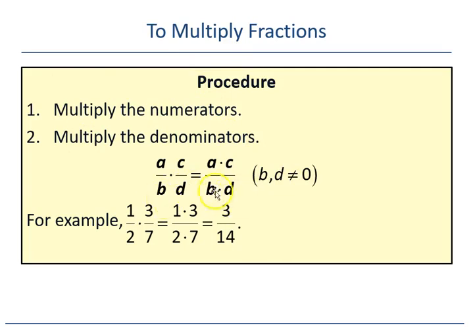And b and d cannot equal 0, because remember, if we get 0 in the denominator, it is undefined. So, for example, 1/2 times 3/7: we'll just multiply the 1 and the 3 together, you get 3, and the 2 and the 7, and you get 14. Simple as that. Don't make it harder than what it is.